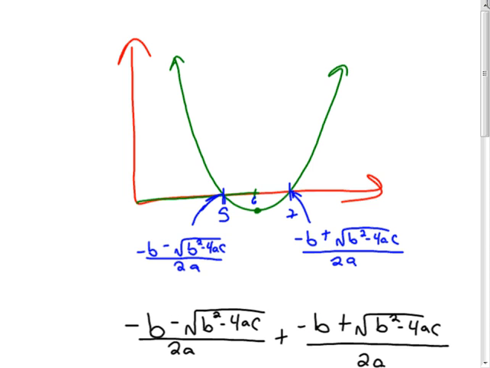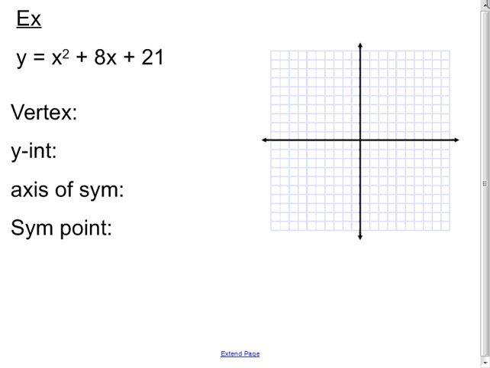So here's our problem to work with. y equals x squared plus 8x plus 21. I want the vertex, the y-intercept, the axis of symmetry, and a symmetric point. Again, later on, you will also be calculating your x-intercepts as well. So to begin with, start with the vertex. The x value of your vertex is the opposite of b over 2a.